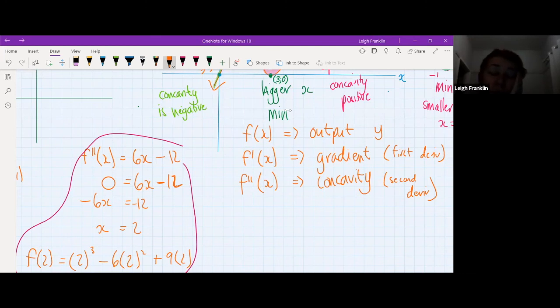Tisha, use the quadratic formula. Okay, if it's not easy to factorize, don't stress. Just make sure that you sub into the quadratic formula and show that you've subbed in.